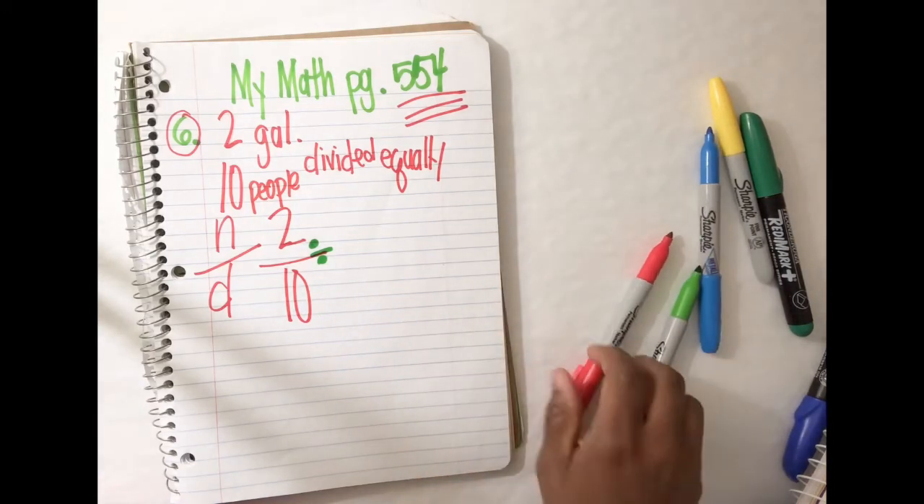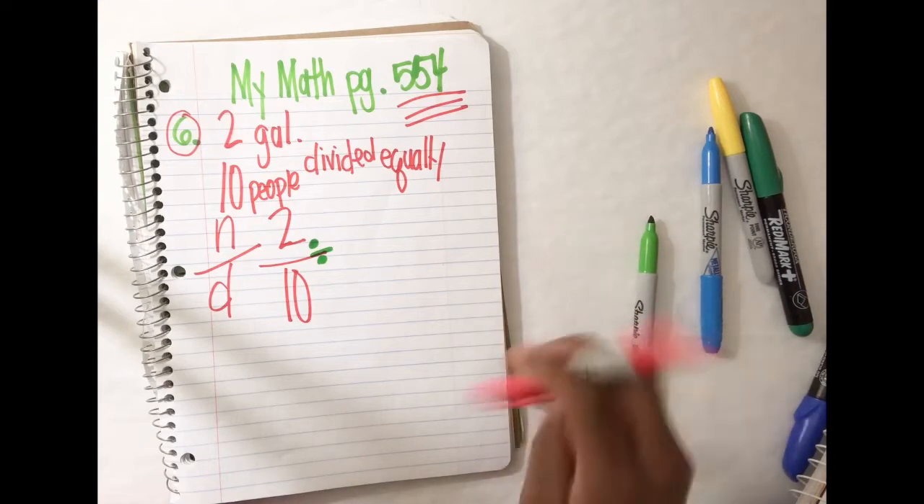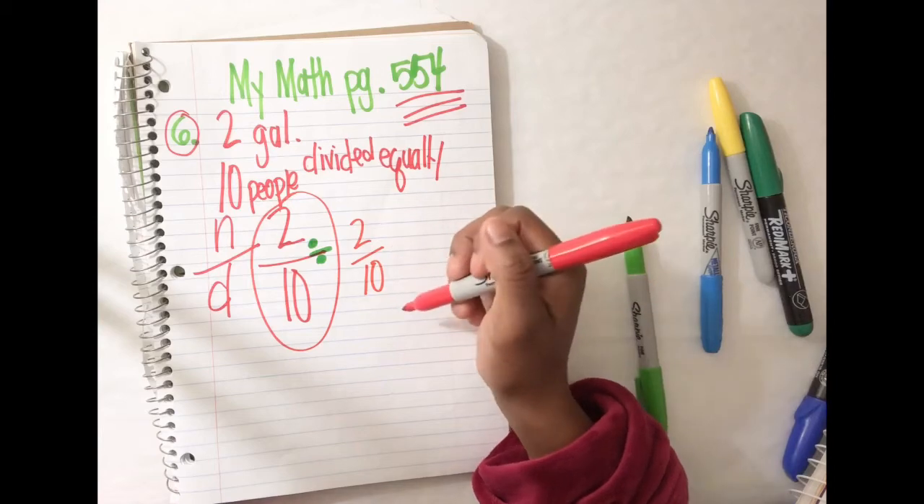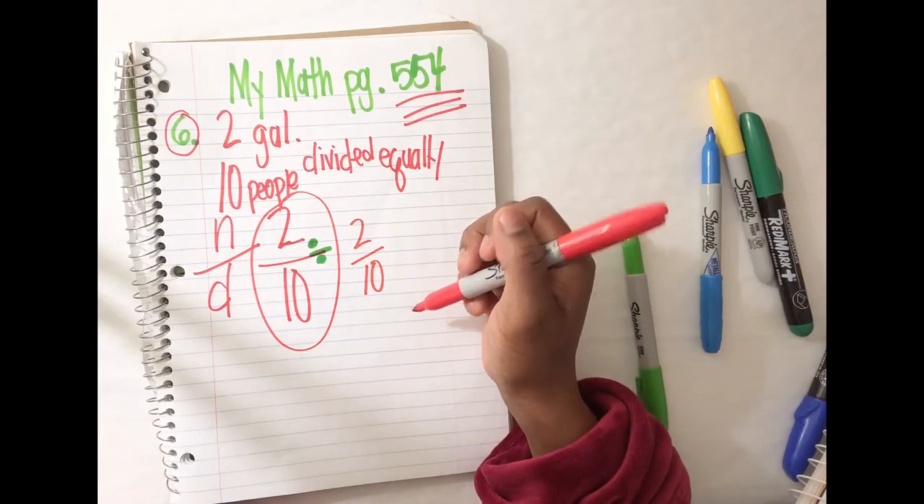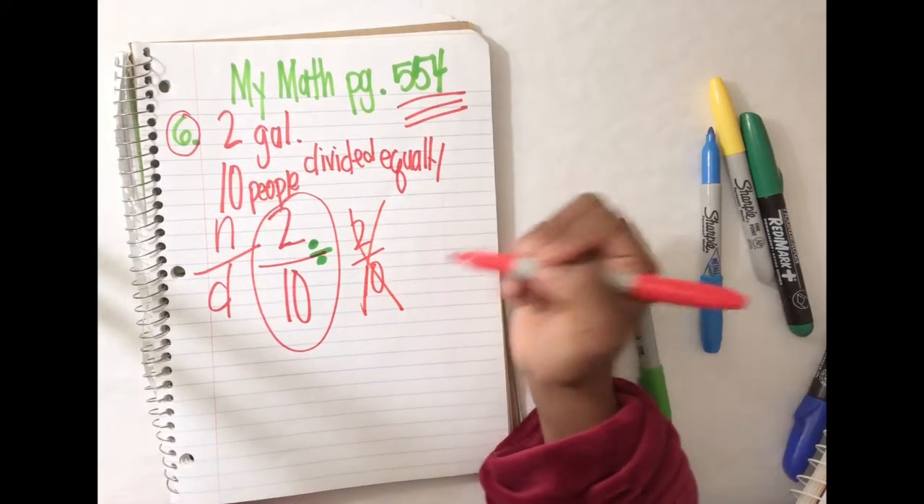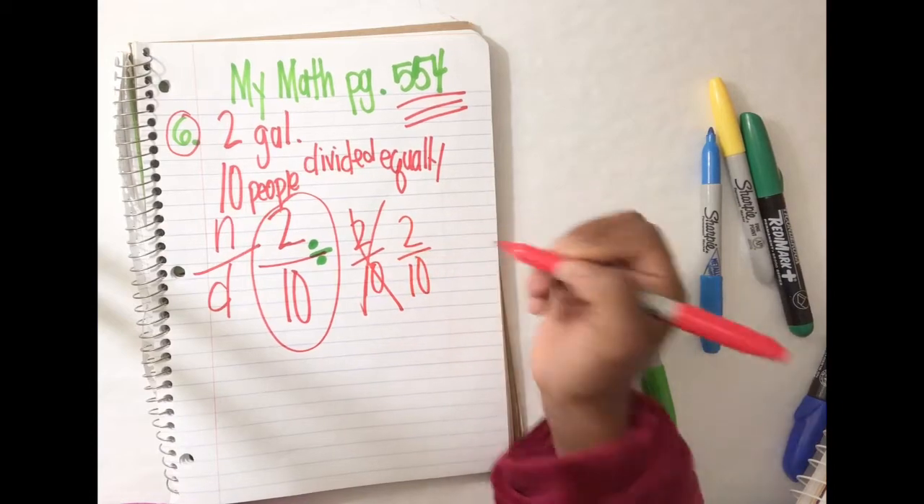All right, so they're going to be sharing the punch among 10 people. So you could either write this on the line 2/10, because each person is going to get 2/10 of the punch, but I already know that this is not in its simplest form. Okay, I can simplify 2/10 down even further.